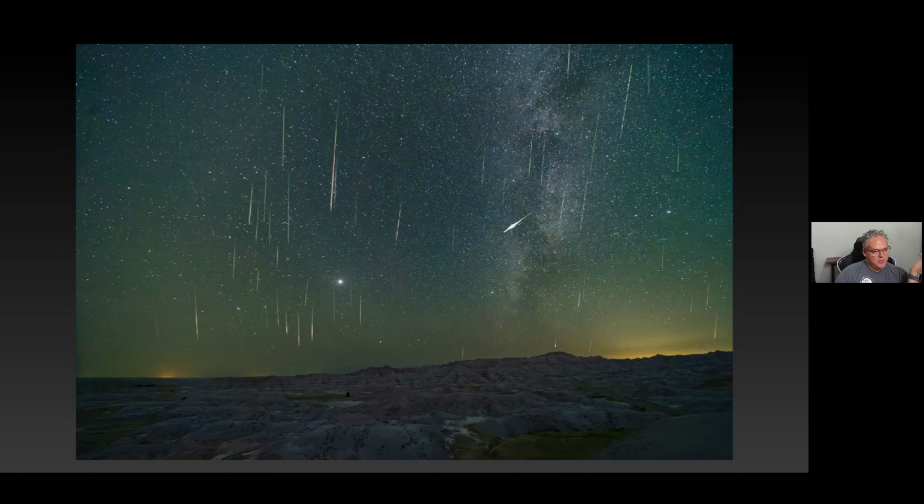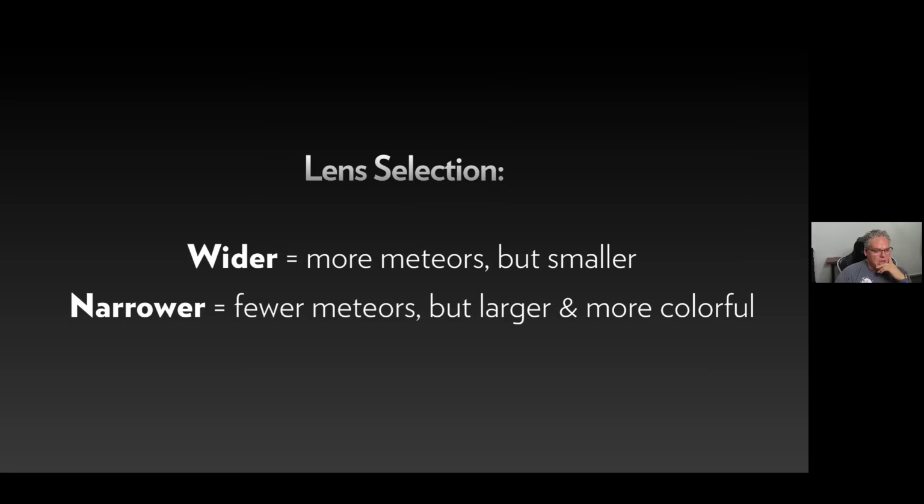Now that we've talked about all this technical mumbo jumbo, this is a great example of what it looks like to just see facing away from the radiant. You got nice, long, burny, bright meteors. And then there's that one erratic meteor coming across the Milky Way there. That was a bolide that came from another meteor shower. It wasn't from the Perseids. All right, lens selection. Here we go.